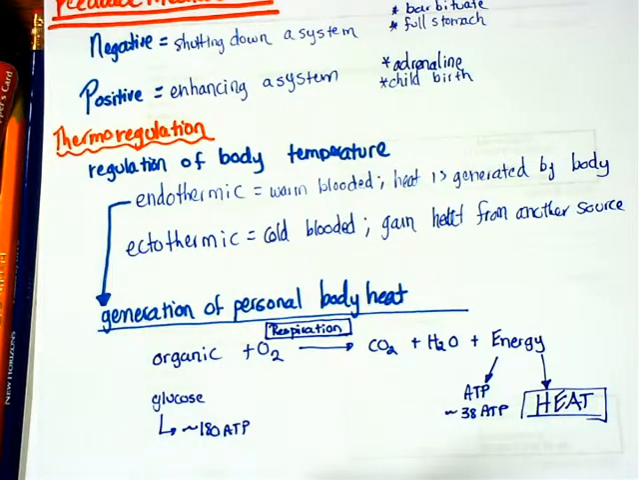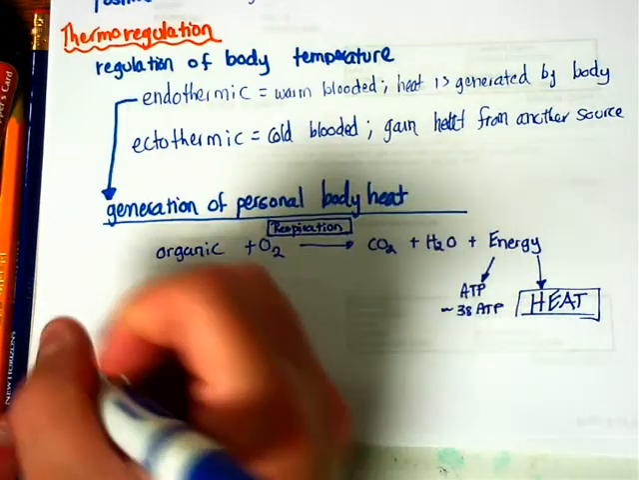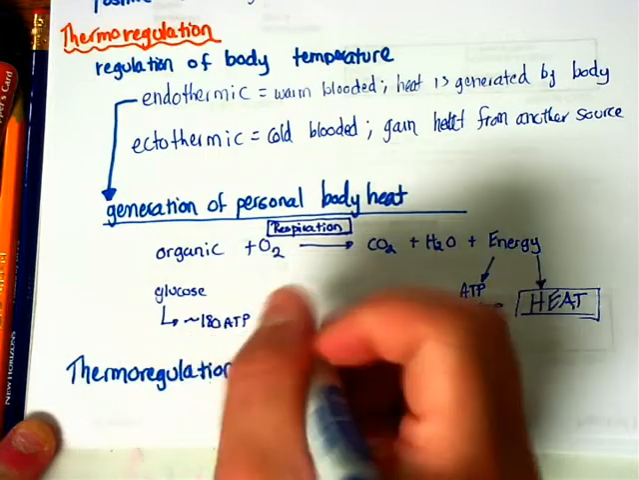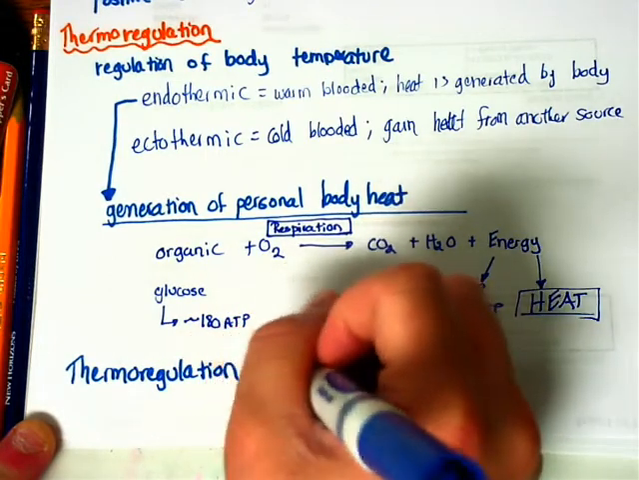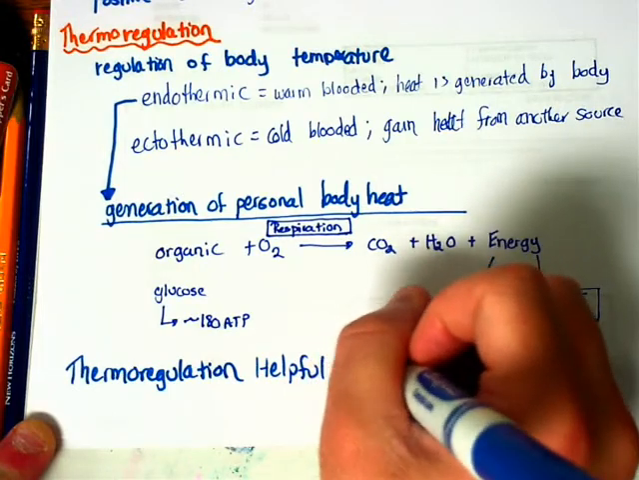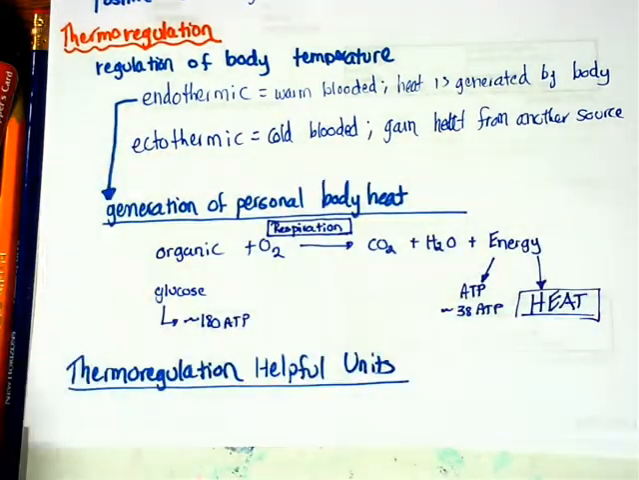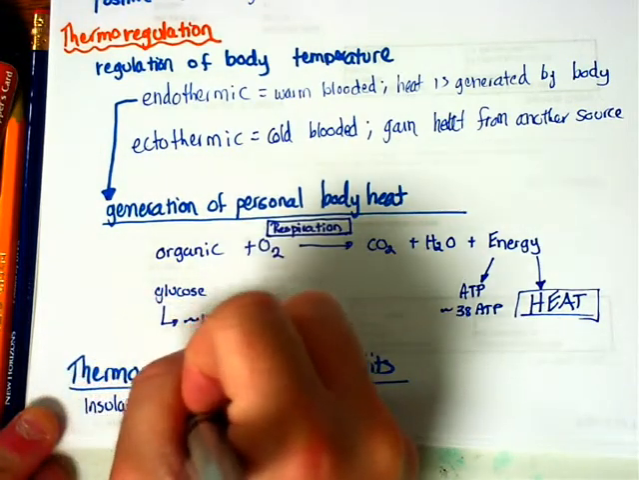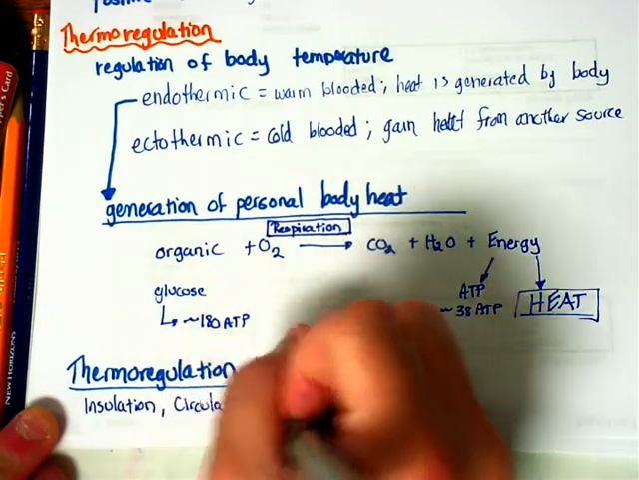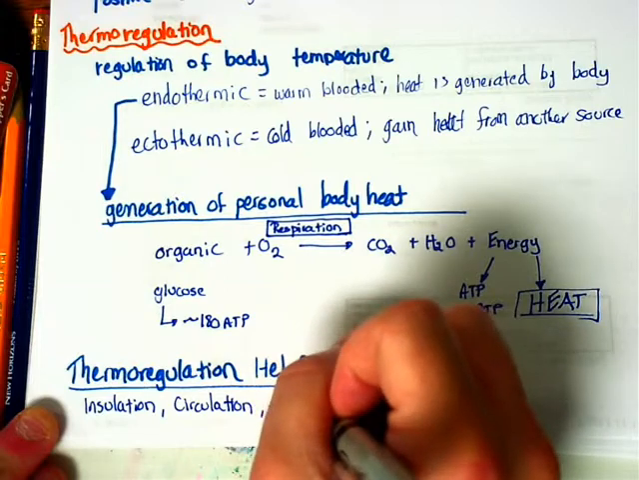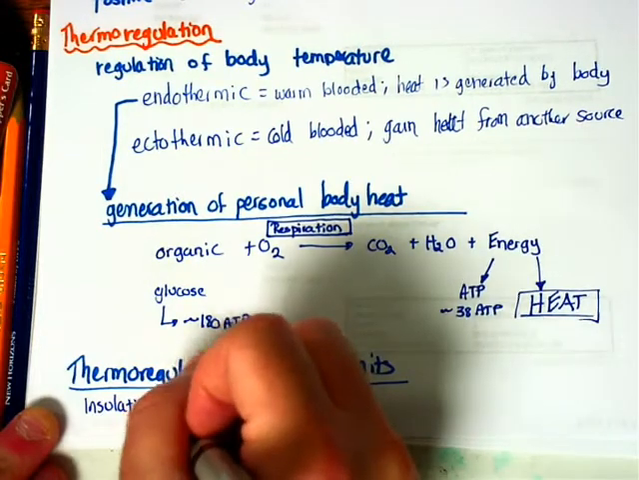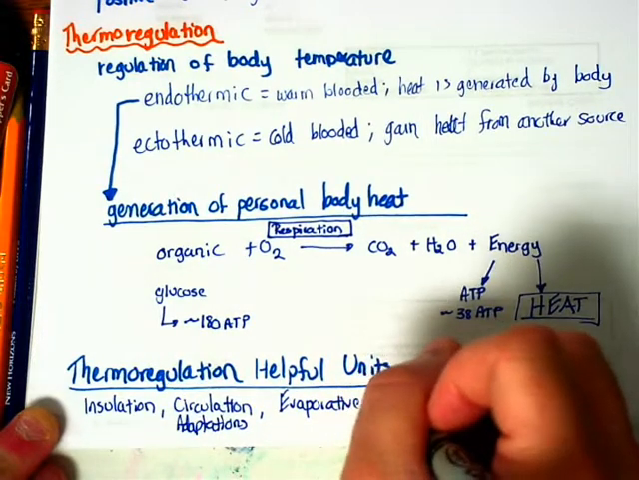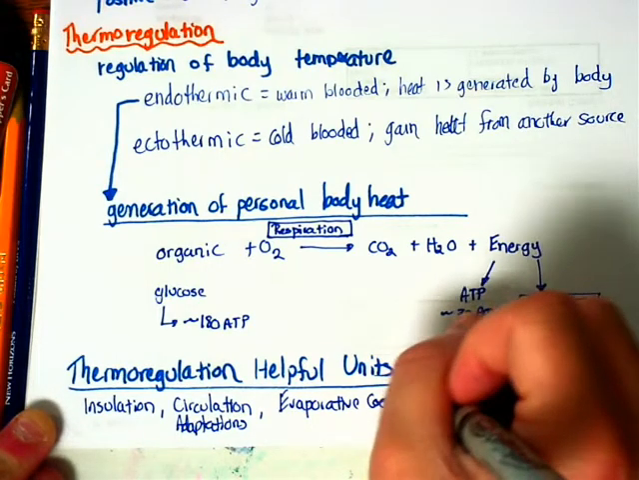Cool. Now, there's other things that help thermoregulation. So when I jot down thermoregulation, I think of some other things that maybe could be considered as helpful units. I think of body insulation, circulation, evaporative cooling, and adaptations. Evaporative cooling. What's another way of saying evaporative cooling? Sweat.